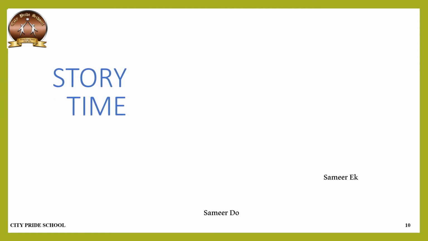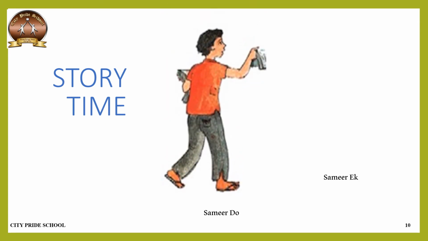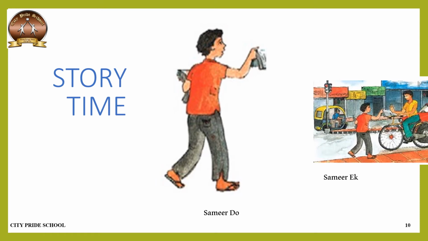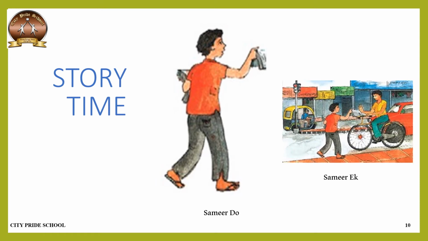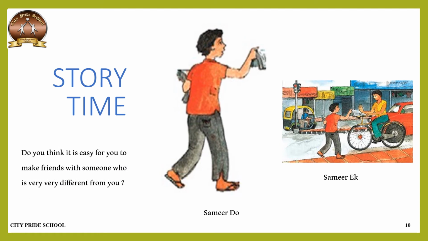Now story time. I'll tell you the story of a boy who sells newspapers at Janpath crossing and a boy who takes the newspaper from him. Before I tell you the story, do you think it is easy for you all to make friends with someone who is very different? You might say yes, it might be difficult but not impossible, right?